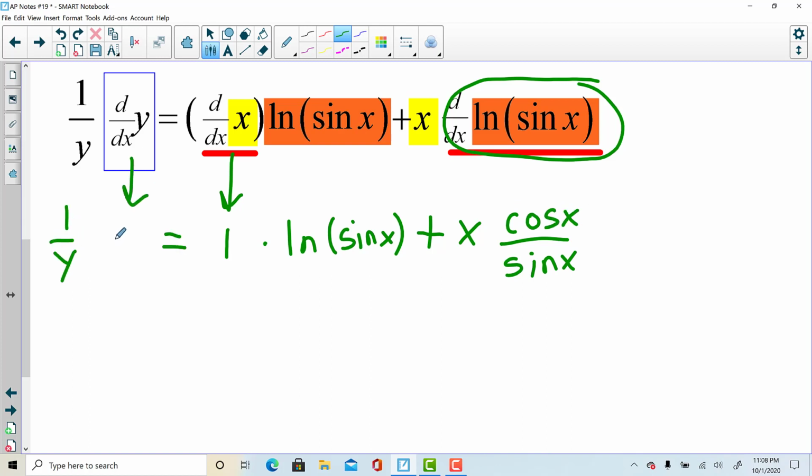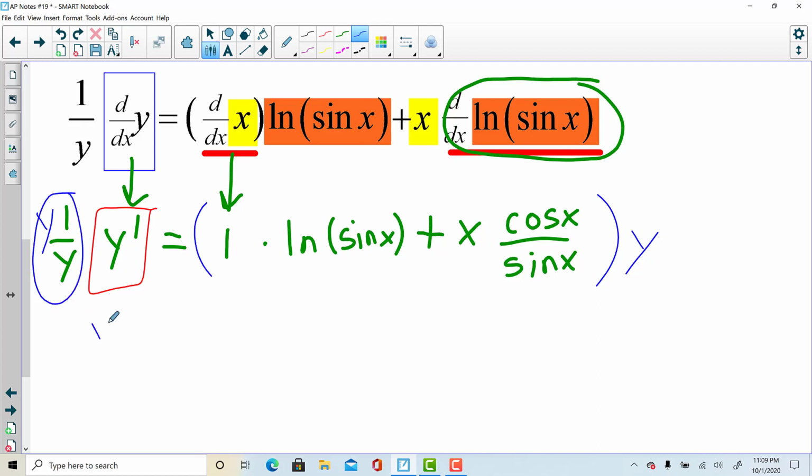Derivative of y is just y prime. But that's good because that's what we're looking for. That's going to be our final answer. We just have to get rid of this 1 over y, so we're going to multiply both sides by y. On the left side it cancels, and we just get y prime.